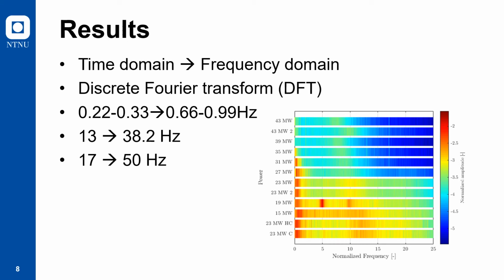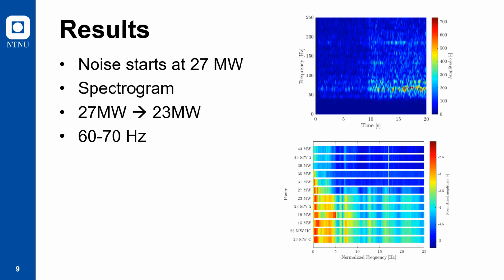Though the vortex rope has the most dominating frequency, it's not believed to be the source of the noise. This is because the frequency is around 1 Hz, which is much lower than the audible range for humans. During the measurement, it was observed that the noise started at 27 megawatts. An audio recording was done when the power was moving from 27 to 23 megawatts. During this period, a significant change in noise level was observed.